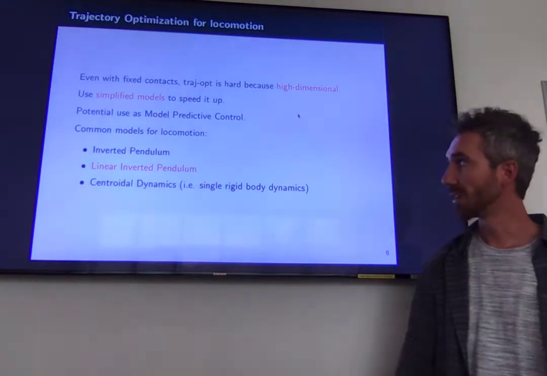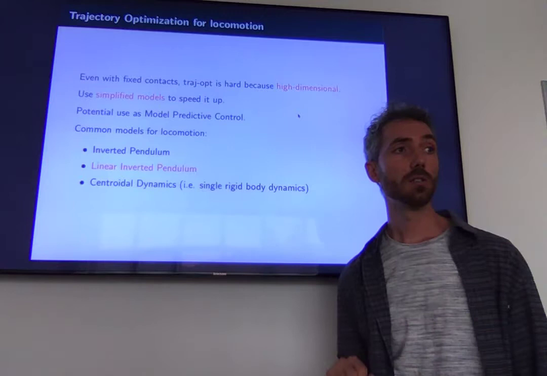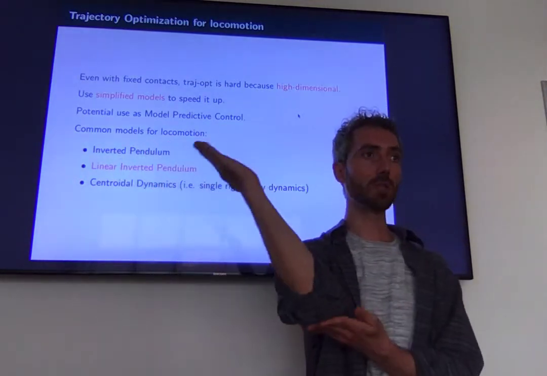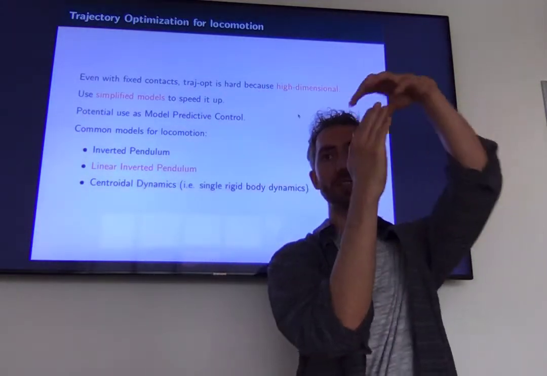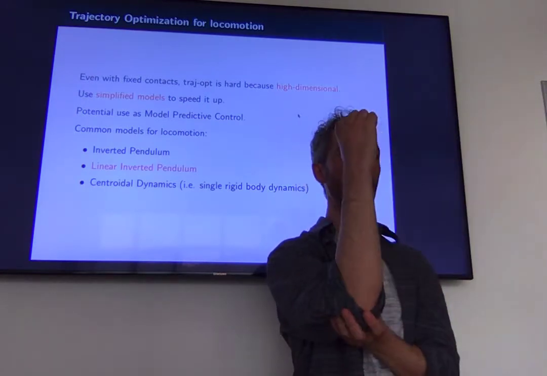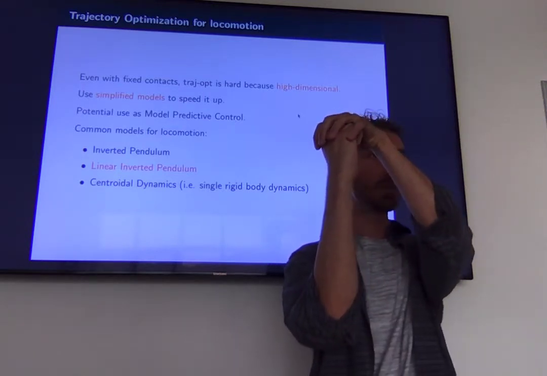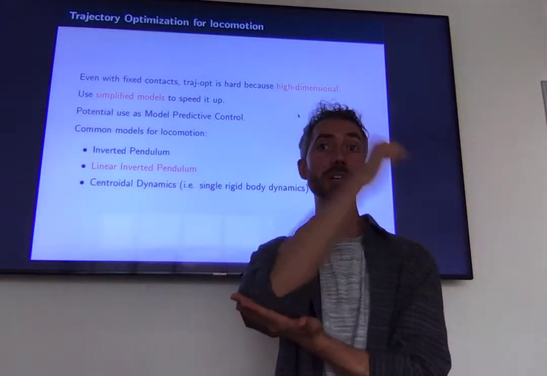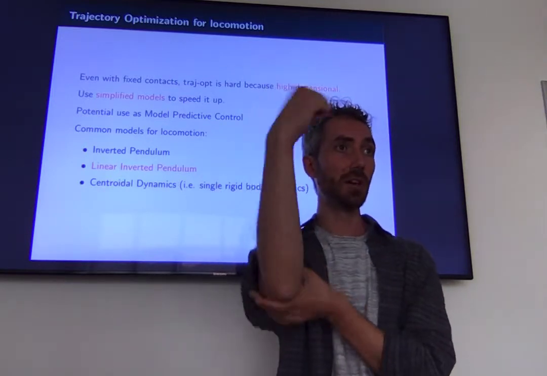So there are different kinds of reduced models, simplified models, that are used for locomotion. One is the inverted pendulum, so you just assume that your robot is an inverted pendulum. And the center of mass is located basically at the tip of the stick. And the stick is massless, so you just have one single mass at the top. The problem with the inverted pendulum is that it's nonlinear, because you have, of course, a cosine for the gravity term appearing.